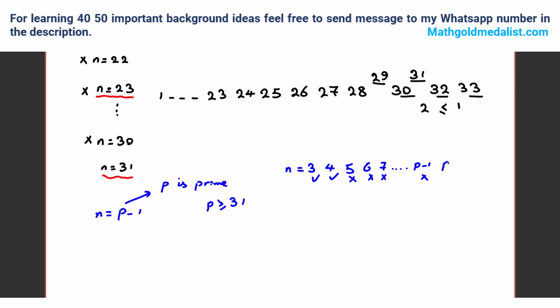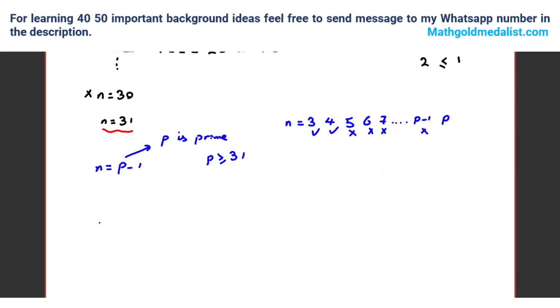Now we want to consider p, and we want to see until which prime we can cover. So if we consider 1, 2, 3 to p minus 1, let me write the divisors. Now let's consider n p. We know it's bad. Now we want to check this. So 1 is a divisor, 2 is a divisor, 3 is a divisor, 4 is a divisor, all of them. P minus 1 is a divisor, and p also is a divisor.